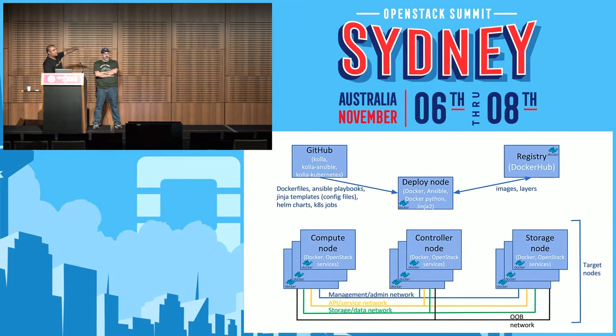And then to the south of the deploy node is the actual OpenStack infrastructure. We have our compute nodes, controller nodes, and storage nodes that are networked in the recommended OpenStack topology. So there's a management admin network, an API service network, a storage data network, and an out-of-band network. These nodes are called the target nodes onto which Ansible deploys OpenStack. We can use Kolla to deploy, reconfigure, and upgrade onto these target nodes. At the end of the Ansible run, we'll get OpenStack on all of these nodes. For example, compute would have Nova Compute and Libvirt, the controller would have Horizon, Glance, and HAProxy, and storage would have Ceph OSD or all the Ceph services.